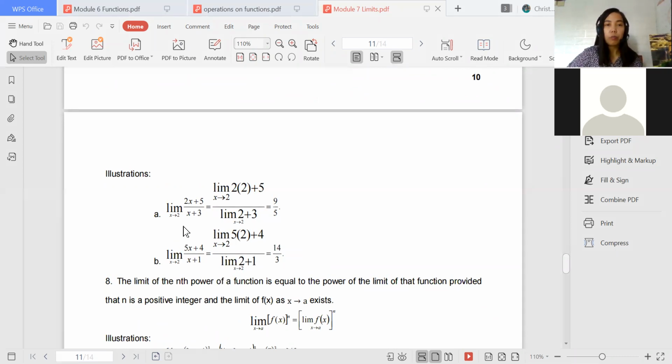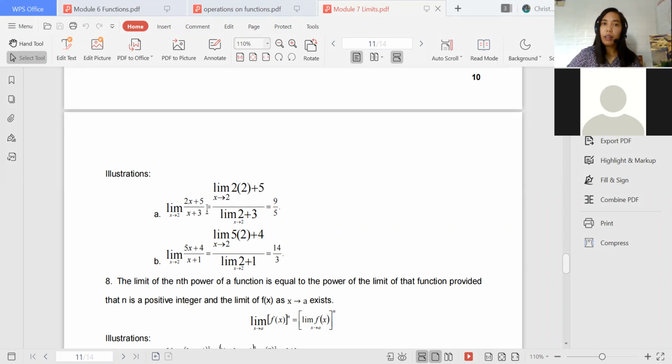Okay, so kanina sa rational, if we use direct substitution, class, nagsisiro siya. So dito naman, kapag nag-direct substitution ka, 2 plus 3, 5. So hindi naman 0 ang denominator. So, you can use direct substitution.